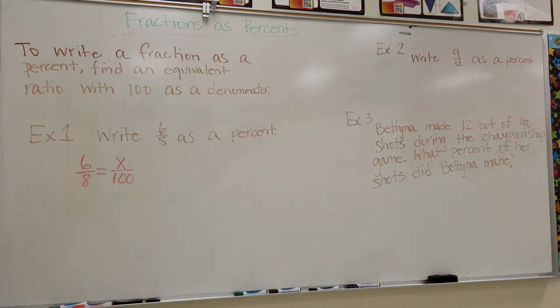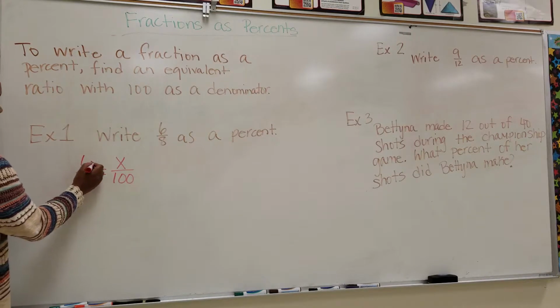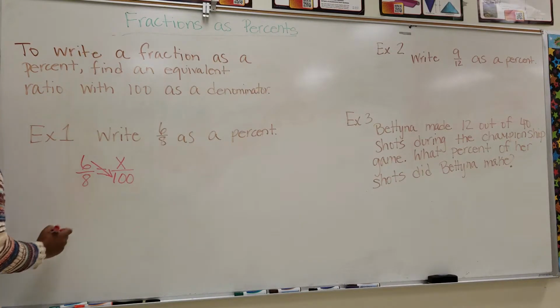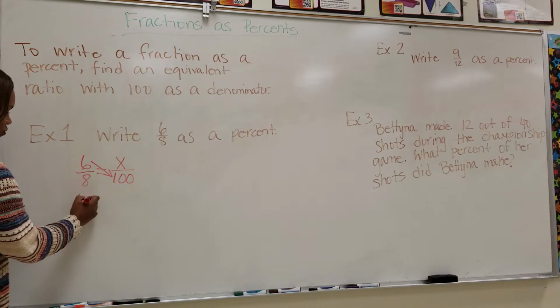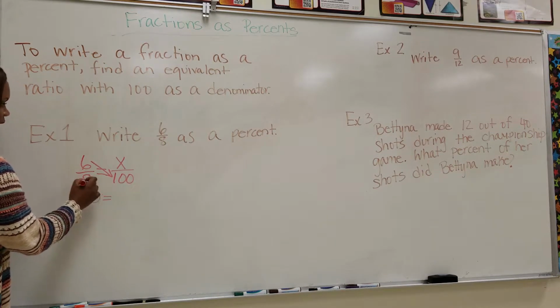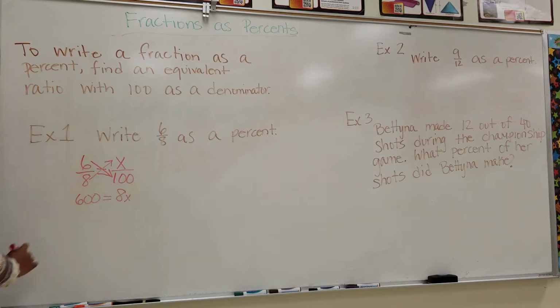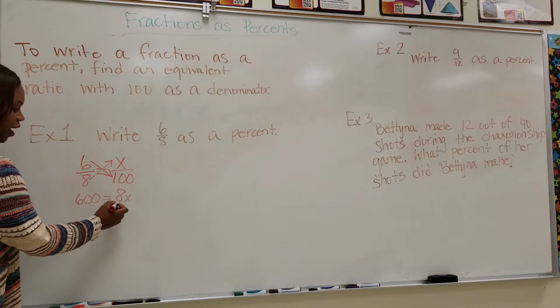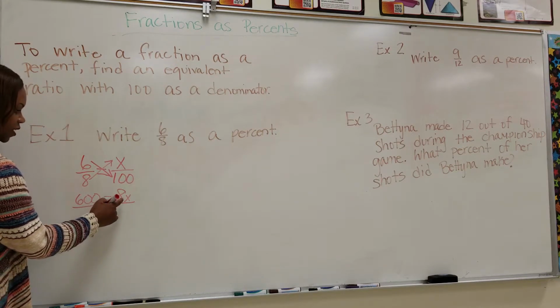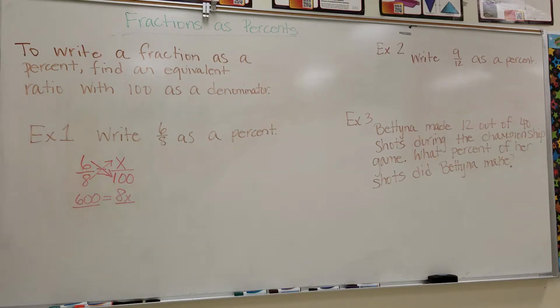From here, we cross multiply. 6 times 100 gives us 600. 8 times X gives us 8X. And from here, we have to divide by whatever is attached to this variable. In this case, it is 8. So we have to divide by 8 on this side, and what we do on one side, we have to do on the other side.